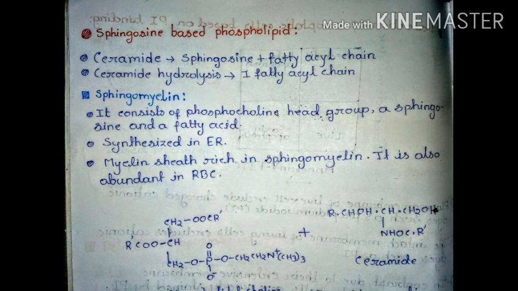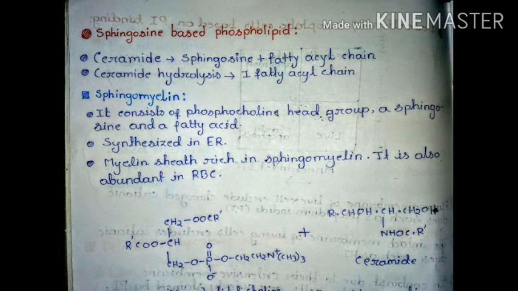Now the first word we have to discuss when we study sphingosine-based phospholipid is ceramide. Ceramide is the main backbone of sphingosine-based phospholipid, and it consists of sphingosine plus one fatty acyl chain. So sphingosine plus one fatty acyl chain, we call it ceramide. If we hydrolyze ceramide, we get only one fatty acyl chain, but if we hydrolyze DAG, diacylglycerol, a phosphoglyceride, we get two fatty acyl chains. So this is the basic difference between a DAG and a ceramide.